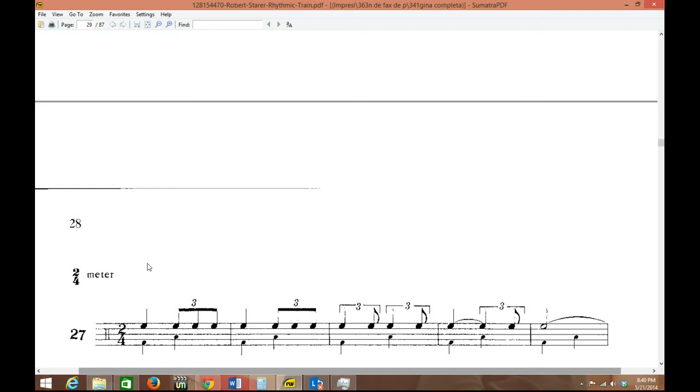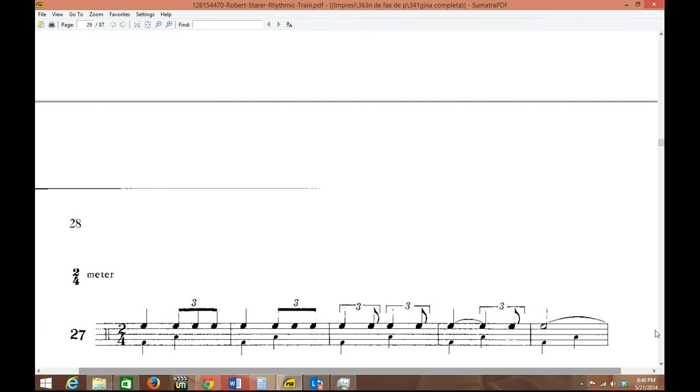Here we go. Ta ta ta ta ta ta ta ta ta ta ta ta ta ta ta. Okay. I snap at the end to show where my voice will stop the note.